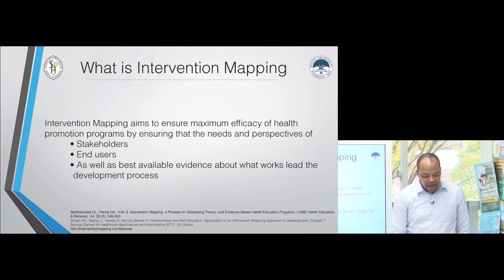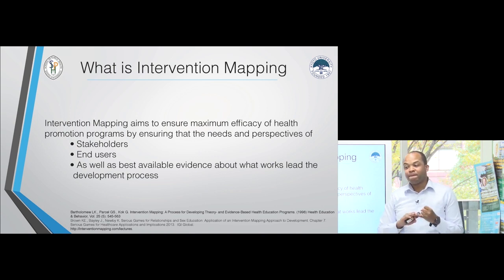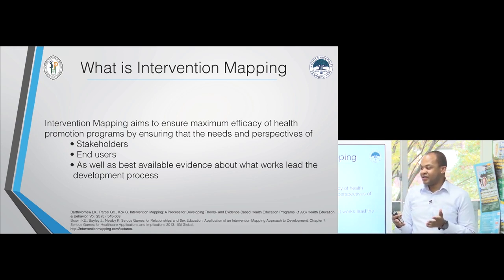So intervention mapping aims to ensure maximum efficiency of health promotion programs by ensuring that the needs and perspectives of 1, stakeholders, 2, the end users of the programs, and then 3, evidence in the field, are linked together in designing or developing the intervention that you are looking at. And in our case, it's probably serious games, right?